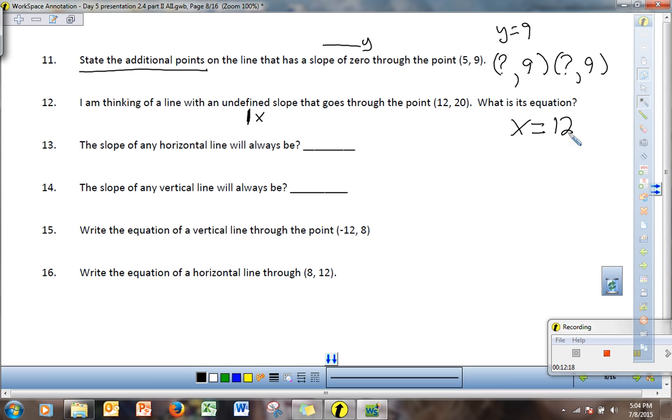Number 13, the slope of any horizontal line will always be, think horizontal, that's horizontal, it's going up 0. The slope of any vertical line will be undefined.